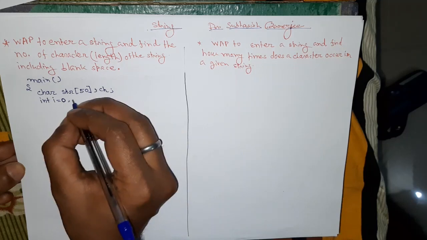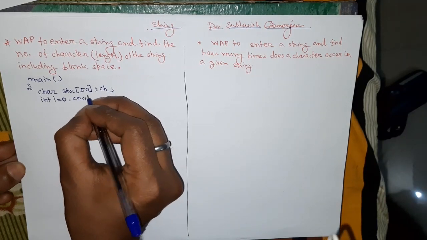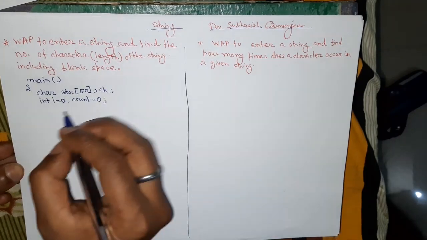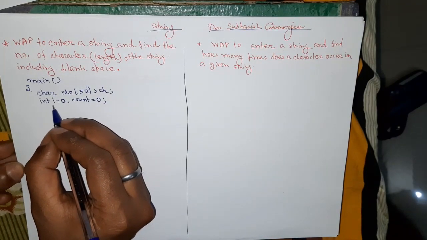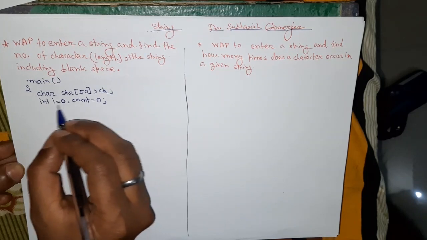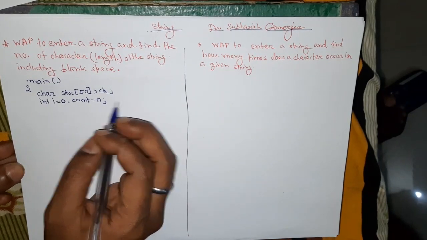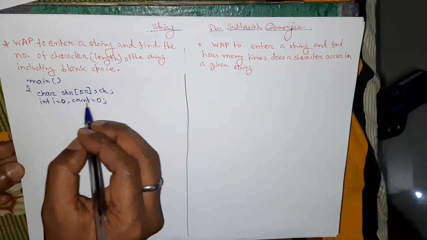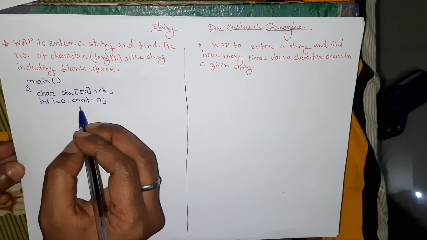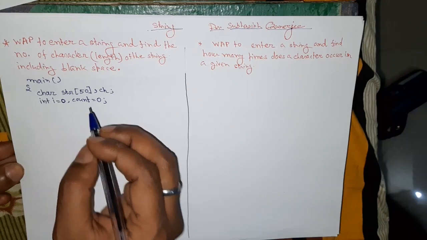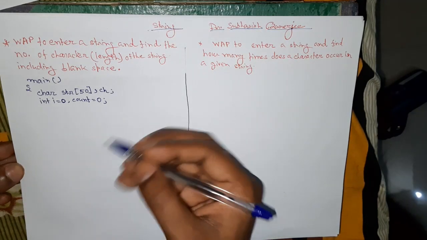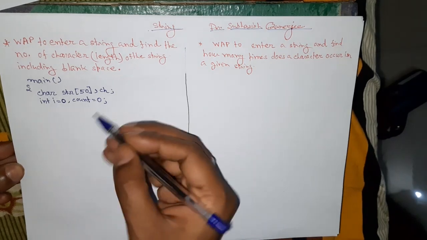And for counting, let's have a counter variable count, initialized by 0. Even though it is not mandatory, through this index i we can also find the number of characters, or the length of the string, very easily. But as beginners, we have taken a separate variable count, initialized by 0. As many characters as we read in the string one after another, we will increment this counter one by one.